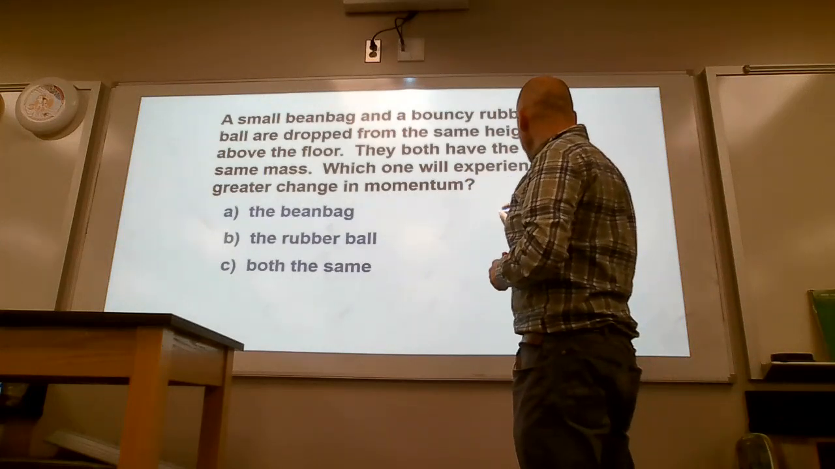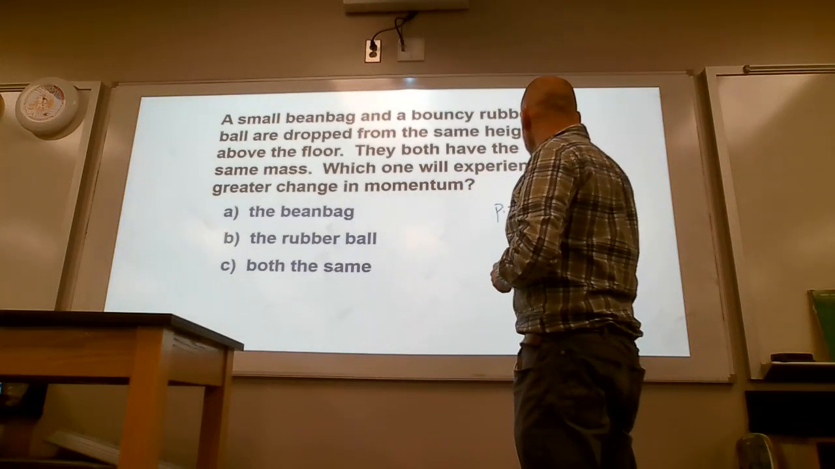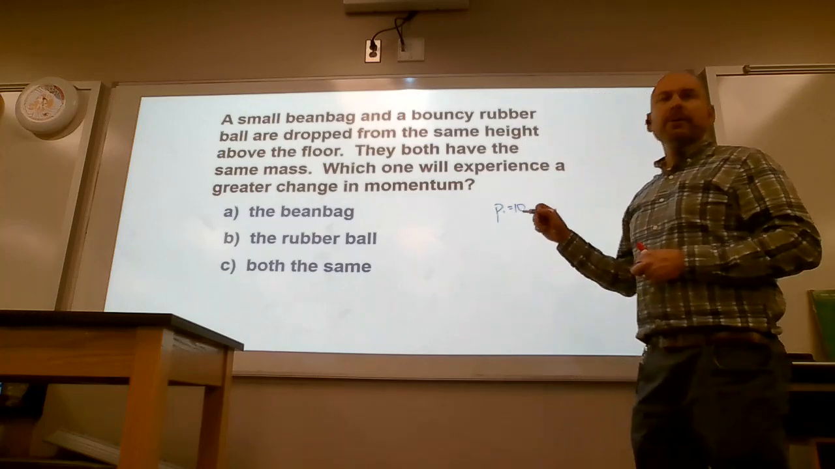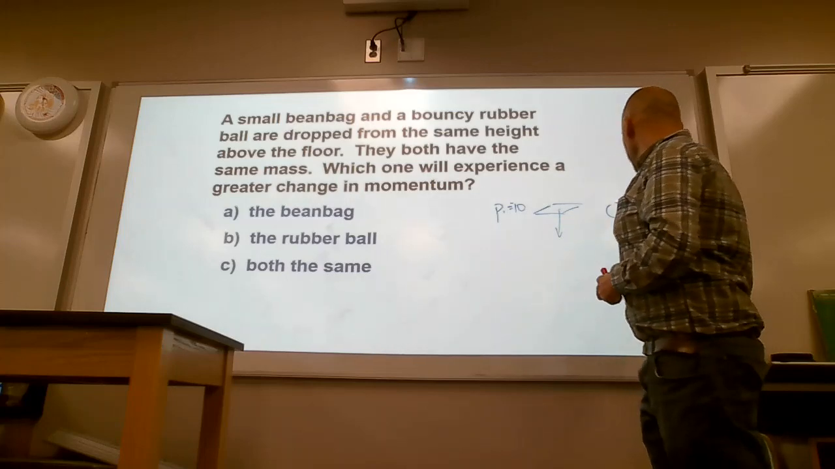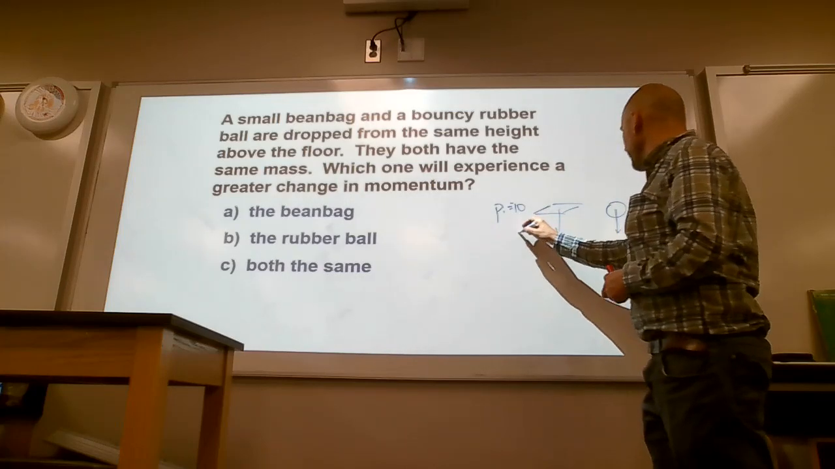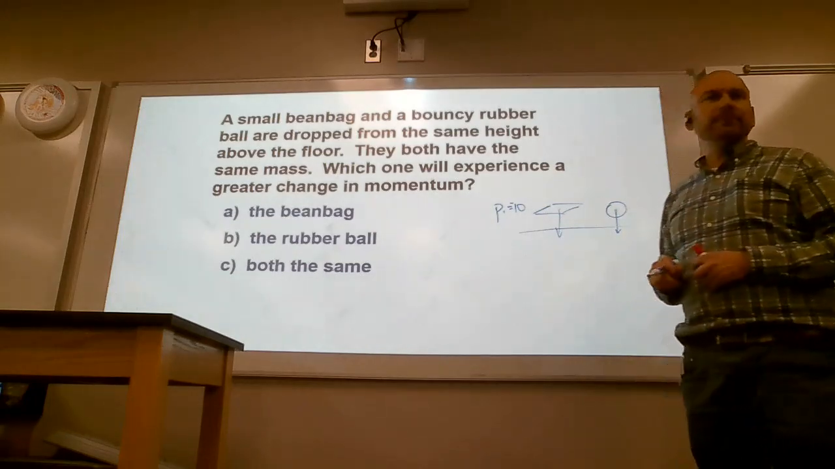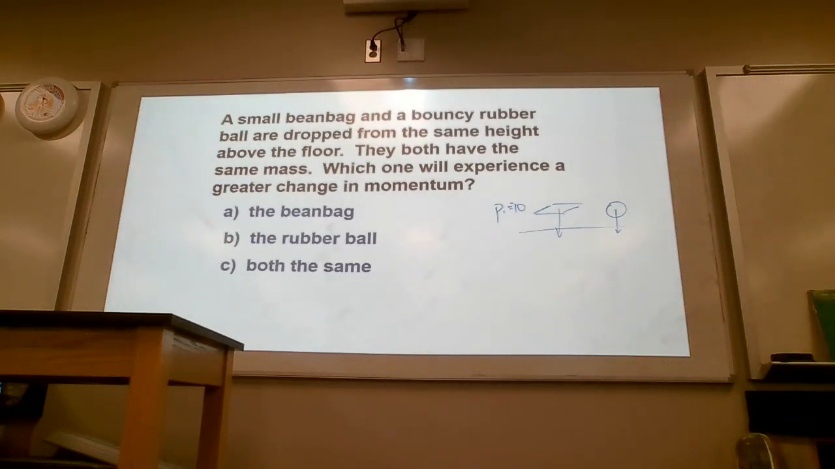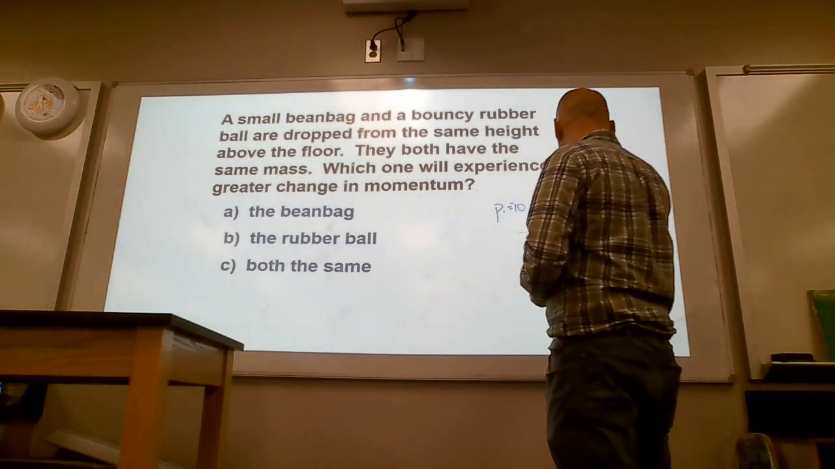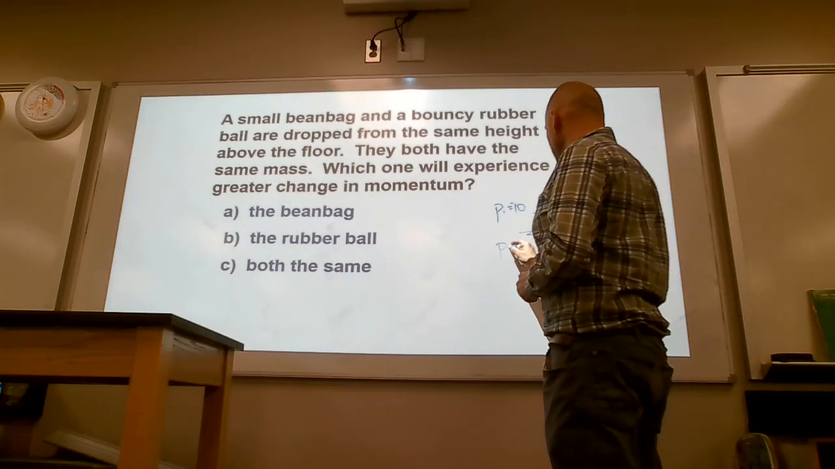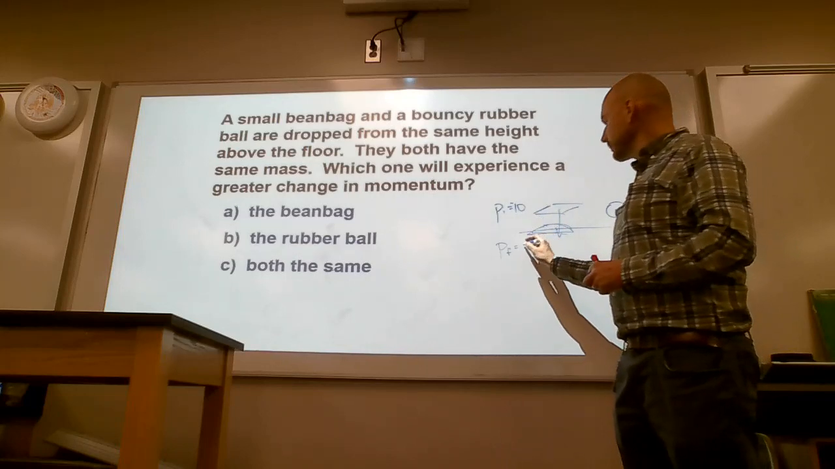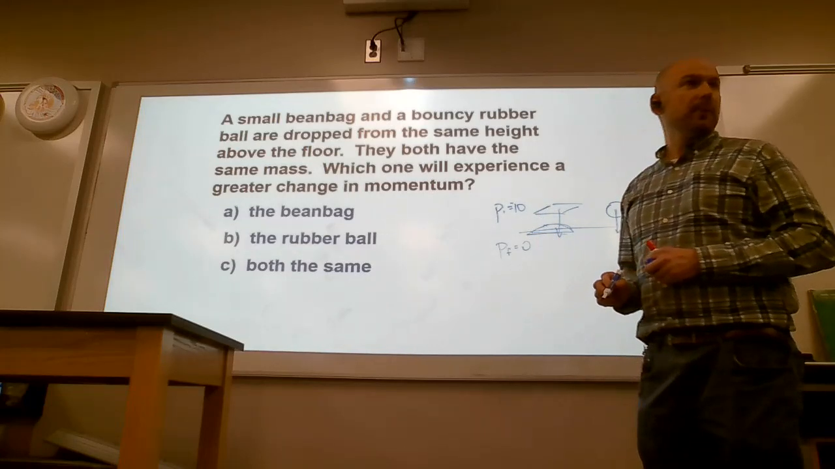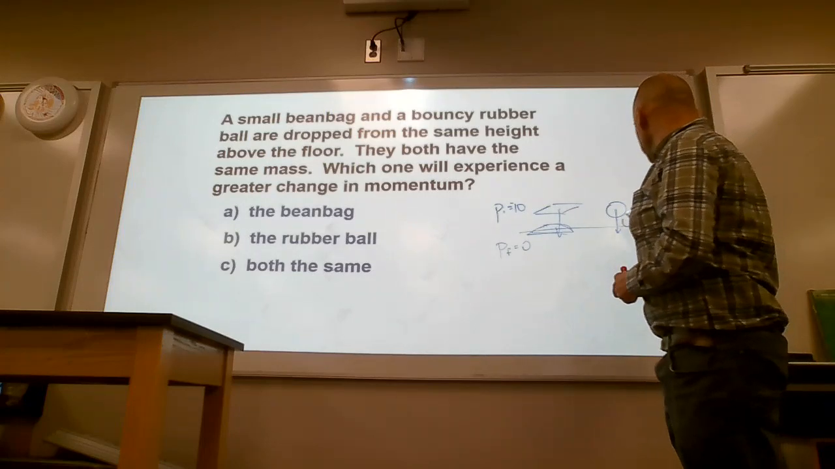All right, so initially, let's say they both have a momentum of 10 going downward. So you have your beanbag and you have your bouncy ball. So right before the ground, they have negative 10 kilogram meters per second. When the beanbag hits, what's its final momentum? Like after it hits the ground. Everybody okay with that?